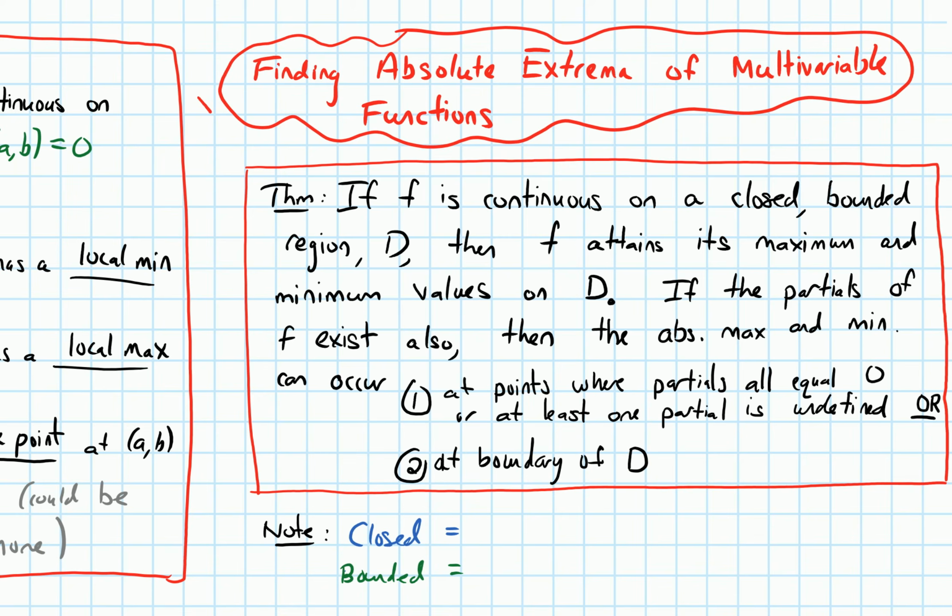Okay, so before I do an example, I just want to explain what the terms closed and bounded mean. Closed means that the region contains its boundary. And we'll see what this looks like in an example in just a minute. And bounded means that the region does not go off to either positive or negative infinity in any direction.